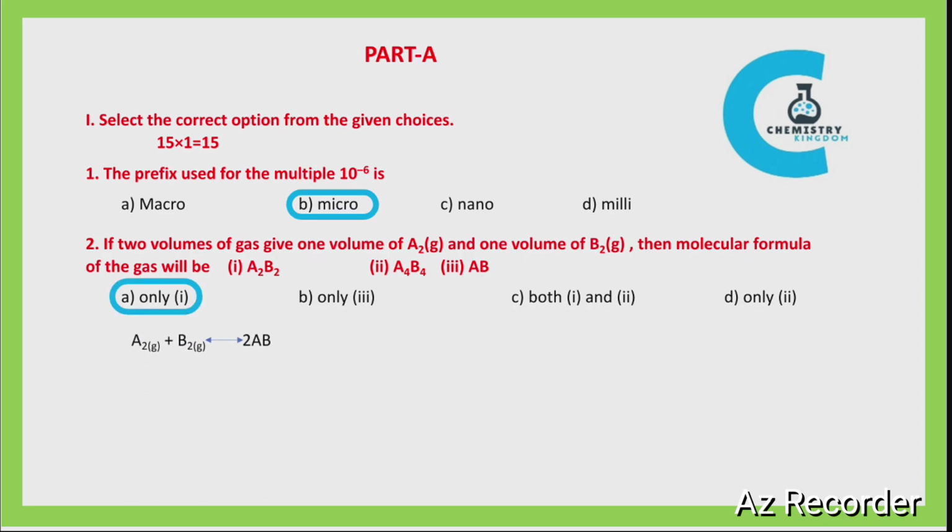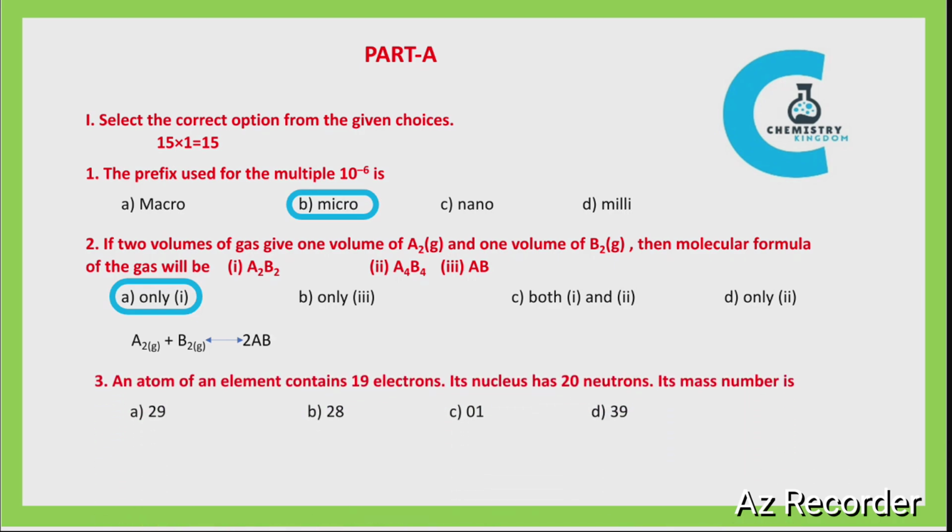How are you getting it? Carefully see. A2B2 gives rise to 2AB. So clearly two volumes means it is A2B2 only. An atom of an element contains 19 electrons, its nucleus has 20 neutrons, its mass number is, they are asking. 19 electrons, so clearly it is an atom, which means 19 protons. Proton plus neutron is equal to mass number, no? So 20 plus 19, how much? It is 39. 39 is the correct answer.